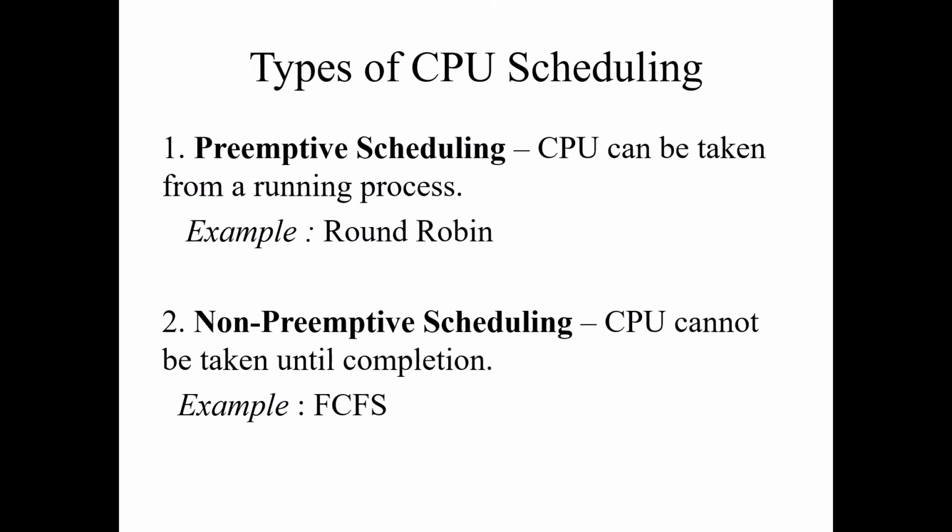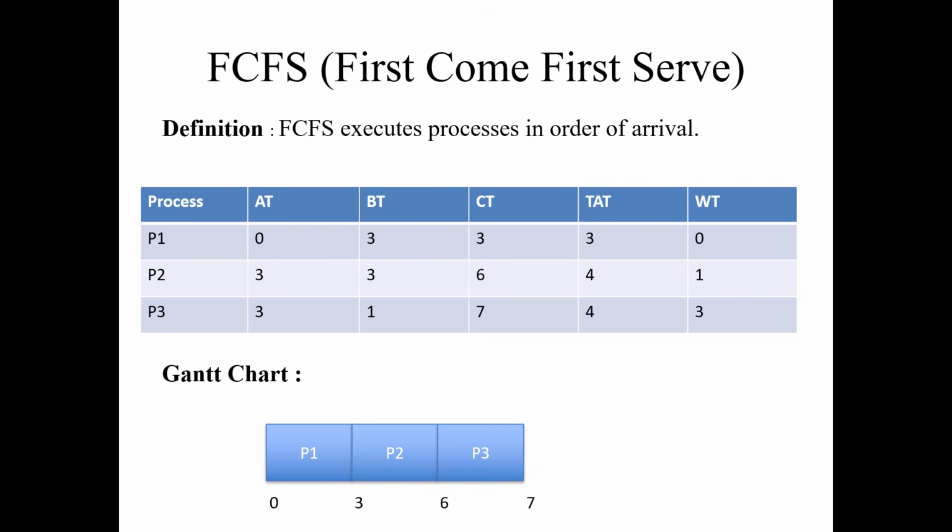Another one is non-preemptive scheduling. Once the process starts using the CPU, it cannot be stopped until it finishes its execution. That is, it cannot be disturbed by any other process. For example, we can take FCFS. Next, we are going to see the types of non-preemptive scheduling algorithms.